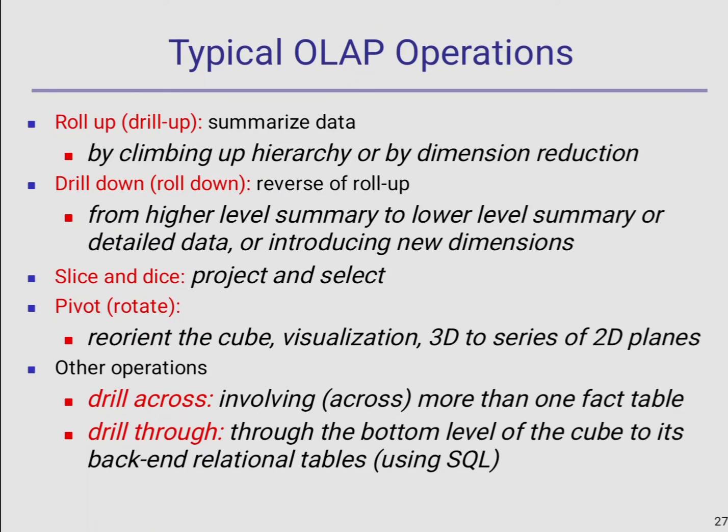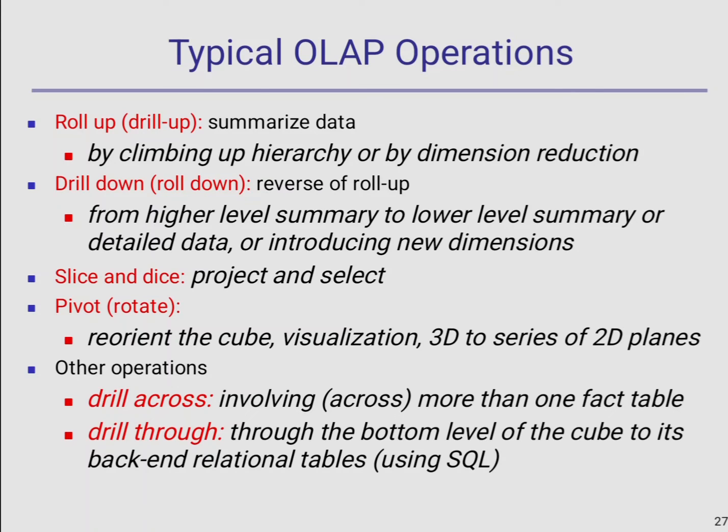If you need a more detailed view, detailed results, then you have to do the reverse of roll up, that is drill down, from higher level summary to lower level summary or detailed data, or introducing new dimensions. Next we have slice and dice, that is the project and select operations that we do in DBMS. Project is with respect to the columns and select is with respect to the rows.